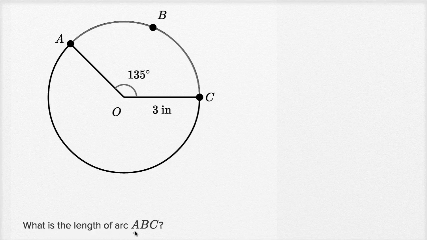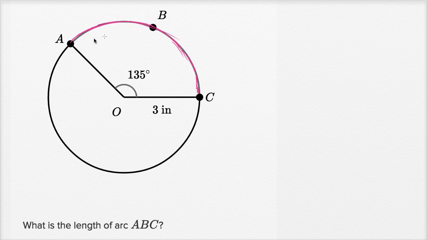What is the length of arc ABC? So arc ABC is this arc right over here. And the reason why they have to give us 3 points is because if they just said arc AC, it would still be ambiguous, because there's two arc ACs. It could be this arc right over here, or it could be this arc over here.